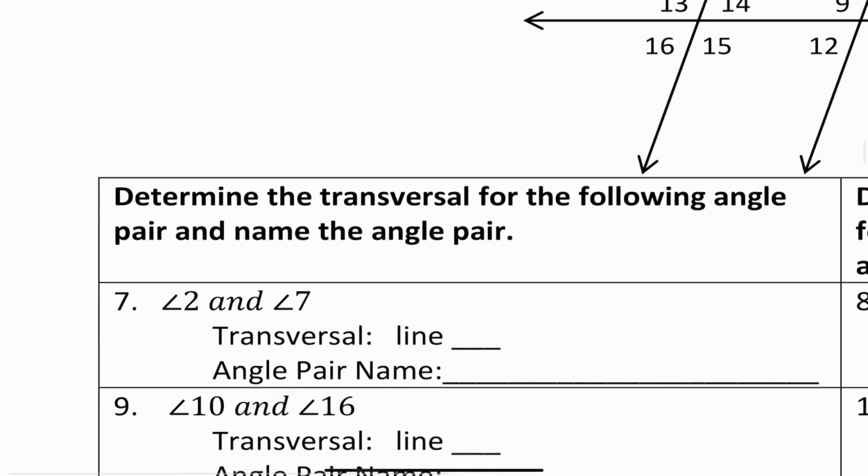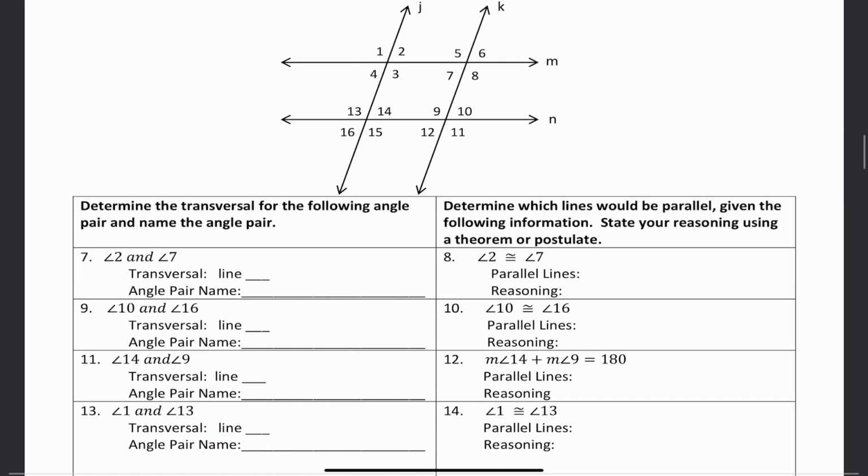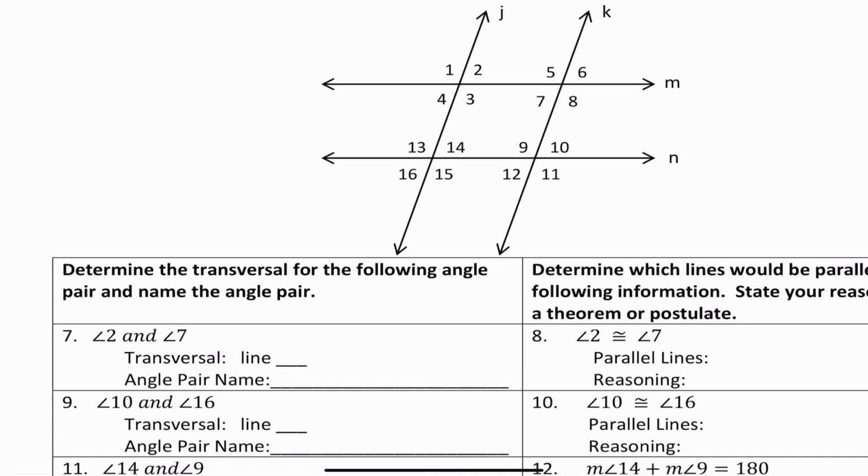Determine the transversal for the following angle pair and name the angle pair. So, when I'm trying to determine the transversal, remember the transversal means the line that cuts. And whatever these angles share, that's the transversal, okay? And then the next thing, we're going to go ahead and name the angle pair, which is basically the corresponding angles, alternate exterior angles, alternate interior angles, and same side interior angles. So, actually, there is no so on and so forth, because those are the angle pairs that we've already discussed.